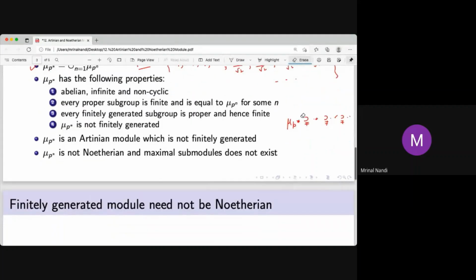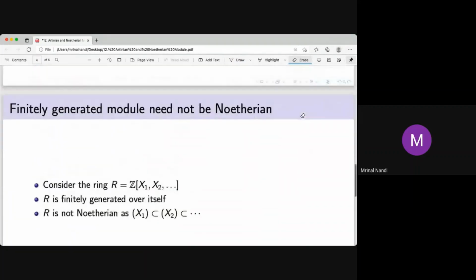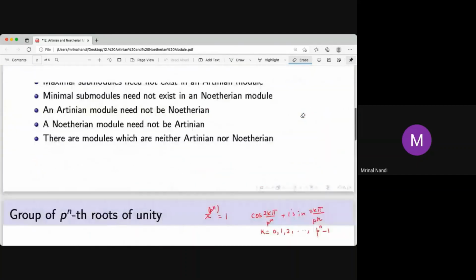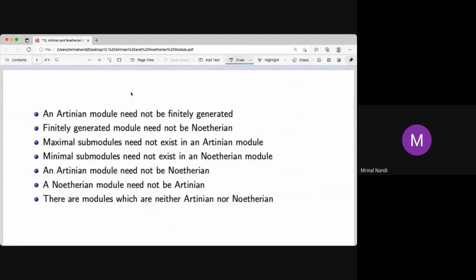So these are the results. What did we prove? We proved three things here. That an Artinian module may not be finitely generated. This one we proved by a counterexample. Then Noetherian module.